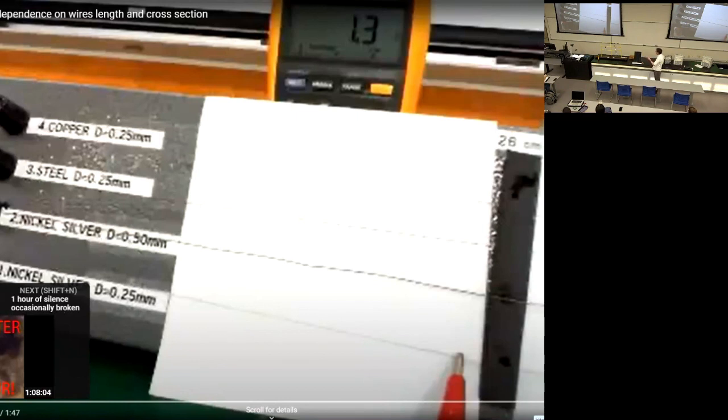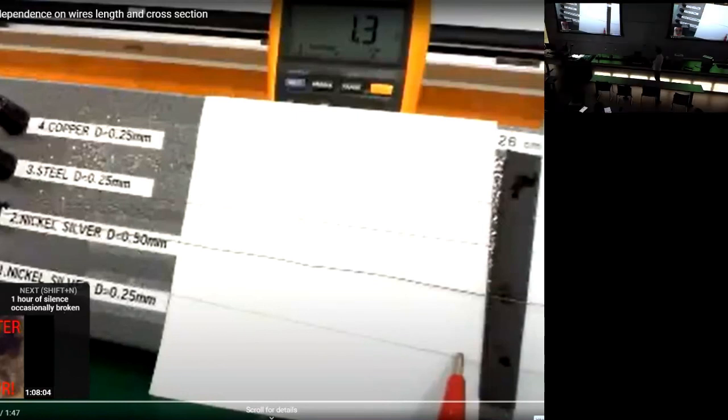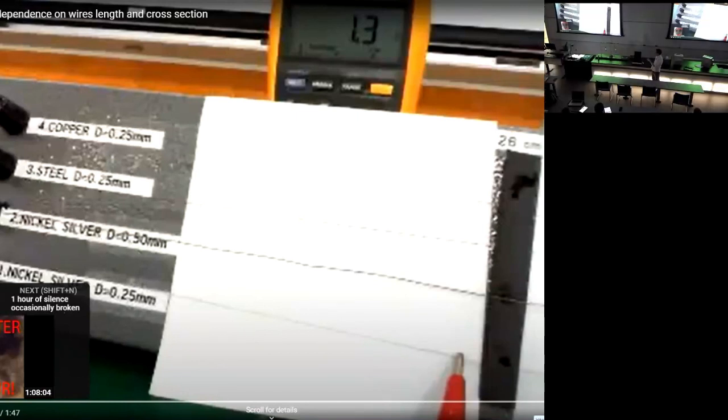Okay, anyway, I want us to look at a couple of things. Here's a length of wire. Here's another length of the same material of wire. I'm going to measure the resistance of this length of wire, and we're going to measure it on this resistance meter. And you can see here it's actually 1.3 ohms.